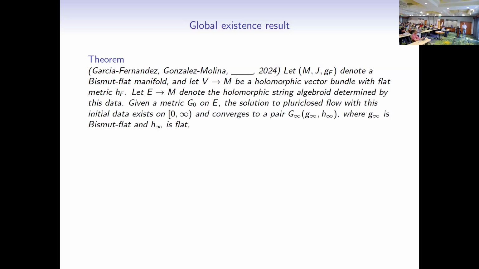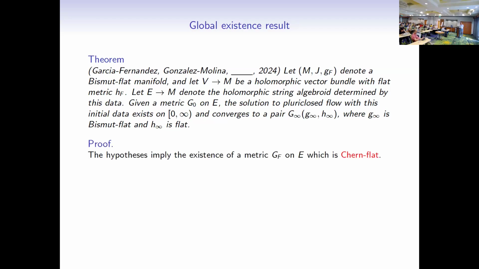And then I can just take any initial data on that. So I take any initial data for the flow, which determines some metric on this algebroid. Then we prove the solution is global. The solution to the PDE exists for all time. And it will converge to a metric which, again, is determined by a Bismut flat metric on the base and a flat metric on V. So it sort of completely describes this PDE on these backgrounds. Okay, it's a very special background, but it's a complete answer.